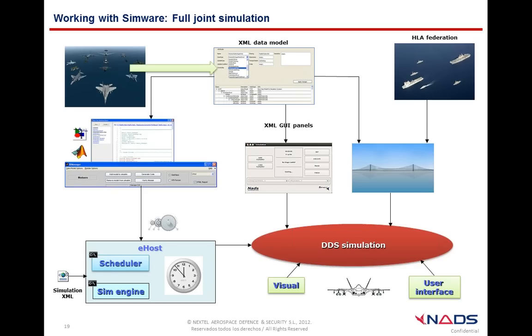Finally, the full joint simulation is more or less the same, but in this case you have an existing HLA federation. For example, you have an HLA federation in Mak. Here you only have to make a data bridge. With our tools you can make a data bridge, just deciding which data are going to be communicated.